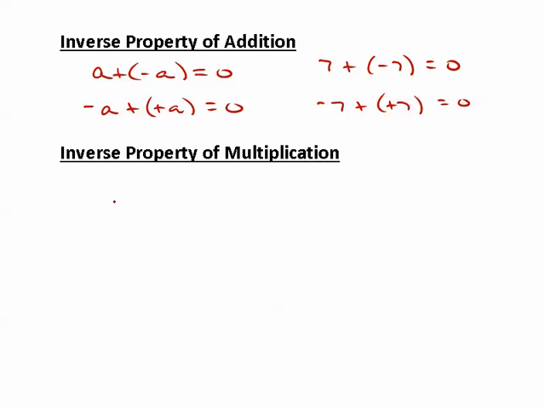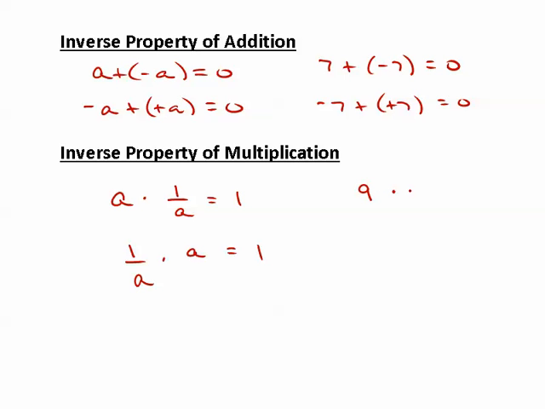Finally, we have the inverse property of multiplication. The inverse property of multiplication says this: if we take a times the inverse, which just means flip it over. So a is assumed to be a over 1, so the inverse is 1 over a. When you multiply these two together, it gives you 1. Same thing applies if we take 1 over a. If I flip 1 over a over, that's going to give me a over 1, or just a, and that's also equal to 1.